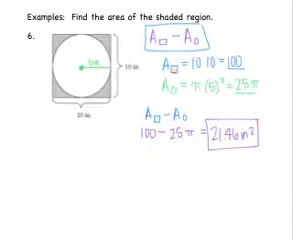The area of the square was 10 times 10, which is 100. And then the area of the circle was pi r squared, and I found the radius because the whole diameter is 10, and so the radius is 5. And then I left it in terms of pi because I don't want to round until the very end. So what is the area of the shaded region? It's the square minus the circle, so 100 minus 25 pi.